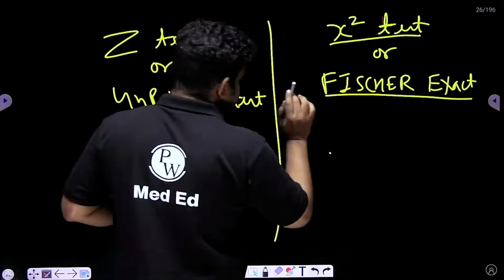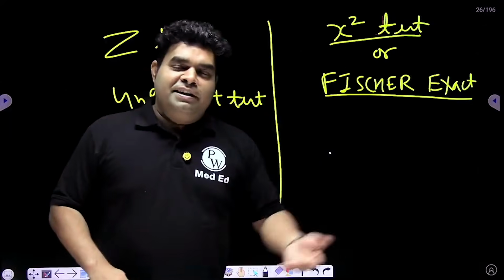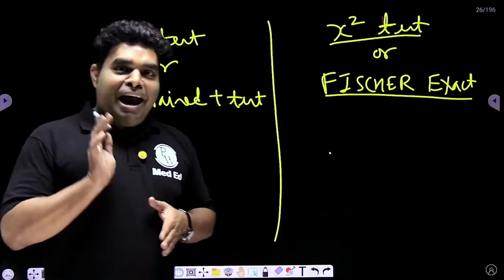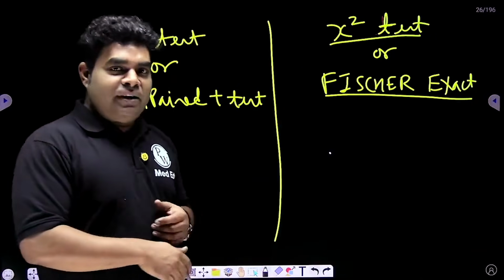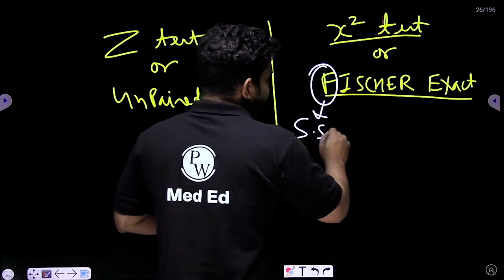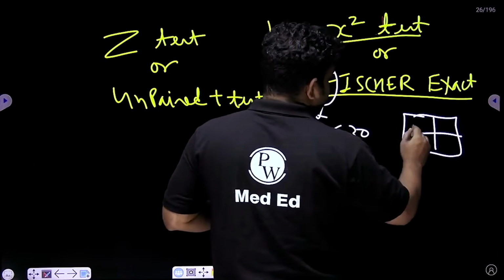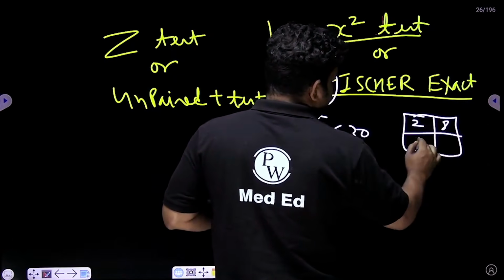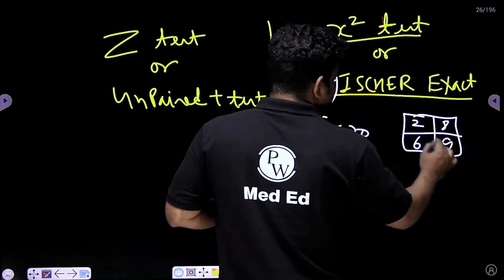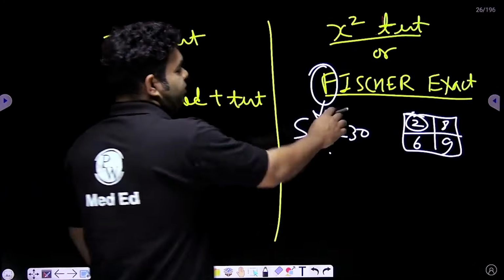Achha, tell me one thing. Which comes first in your life? F came first or X came first? Or alphabetically also, F occurred first or X came first? Of course, F is the first alphabet. So when the sample size is less than 30, or when any one part of the table has a value less than 5, like here 2, so less than 5 value or sample size less than 30, we apply Fisher test.